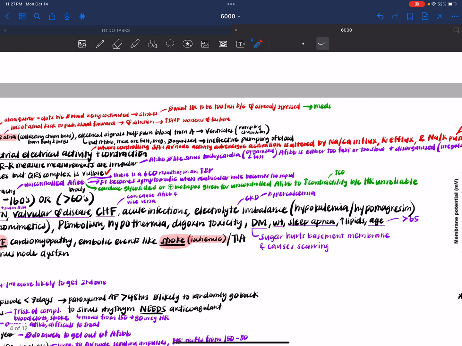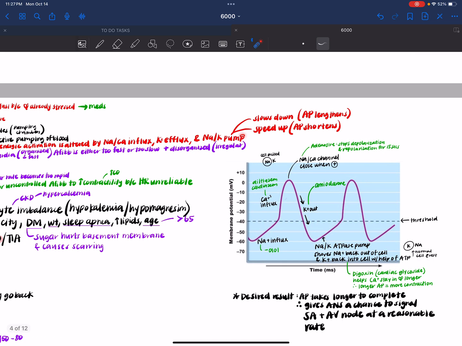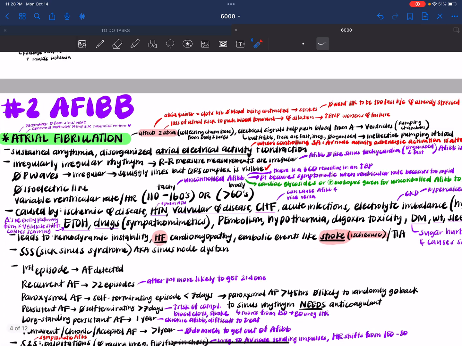When controlling SA and AV node activity, adrenaline activation is altered by sodium-calcium influx, potassium influx, and the sodium-potassium pump. So if you have a sodium-potassium pump, it either lengthens the action potential or speeds it up. As in, it slows down by lengthening the action potential, or it can speed up, that's the action potential, so it's firing like hell. Irregular, like I mentioned, RR measurements are irregular.